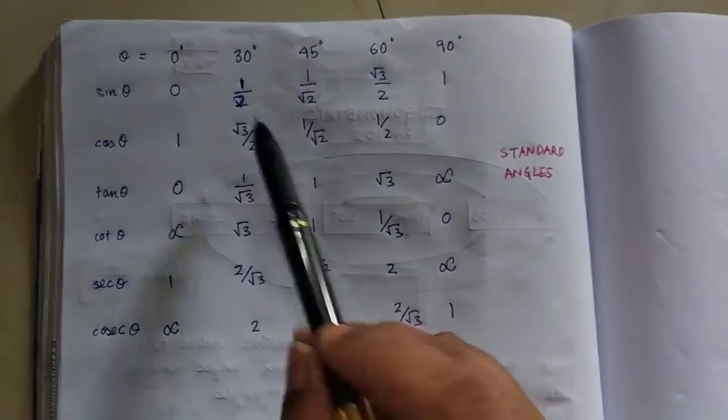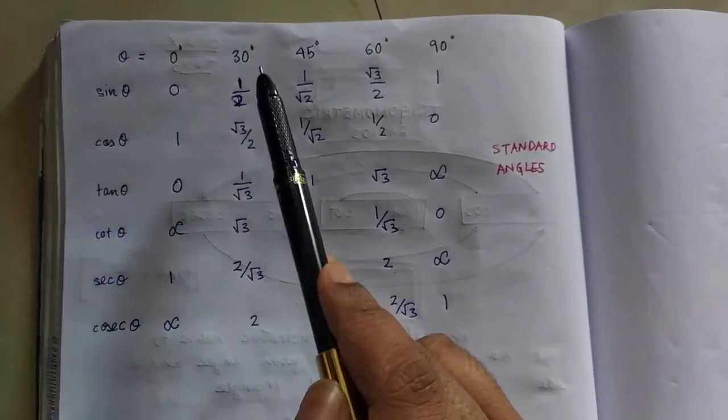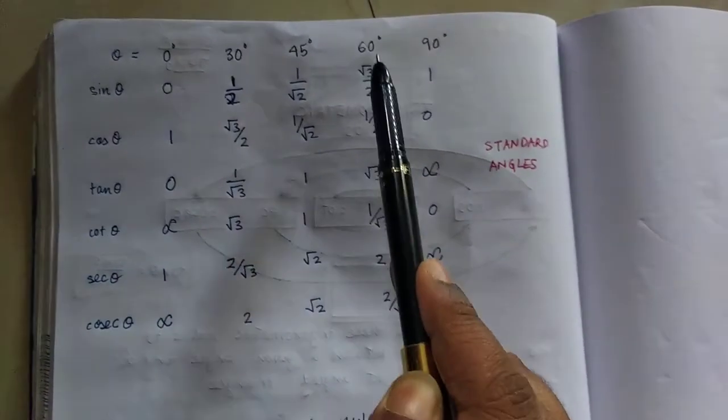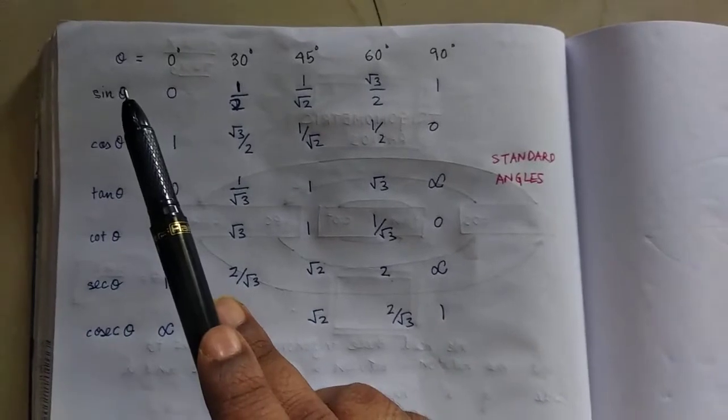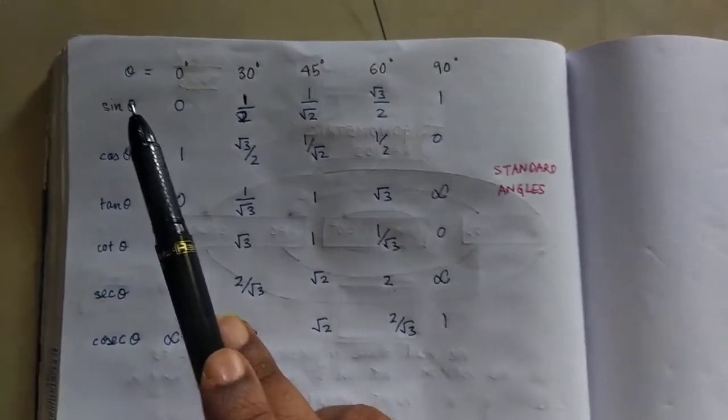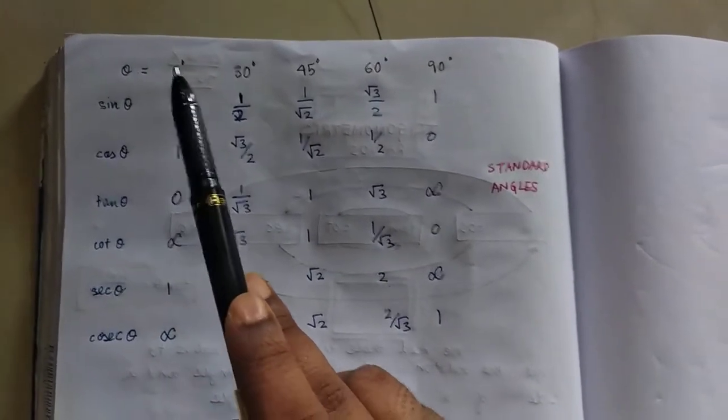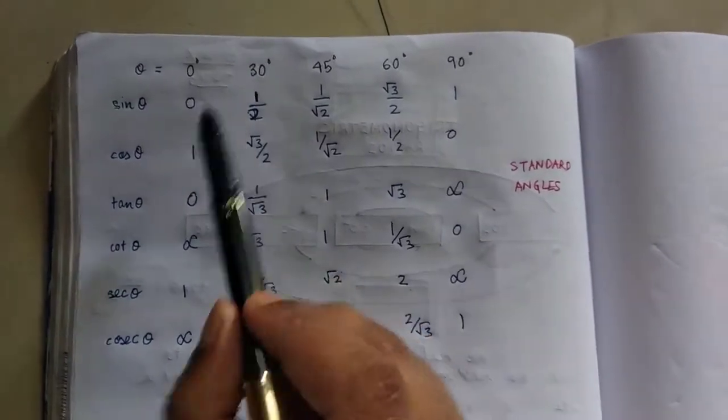Here are some standard angles: 0 degree, 30 degree, 45 degree, 60 degree, and 90 degree. Suppose you are asked to find the value of sine theta when theta is equal to 0 degree. You have to just memorize this one. Just memorize the sine part.